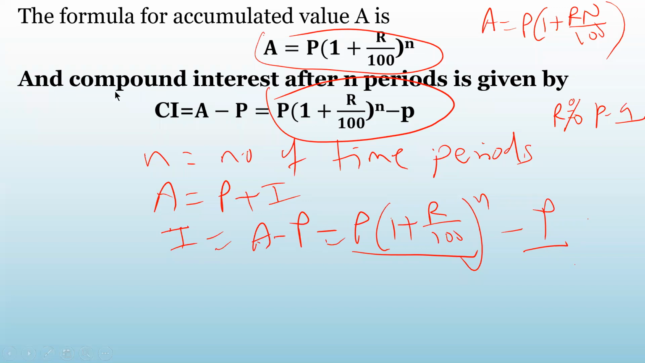And how do you find the compound interest after n periods? You know, interest is A minus P. So A is P into 1 plus R upon 100 raised to n, and minus P.